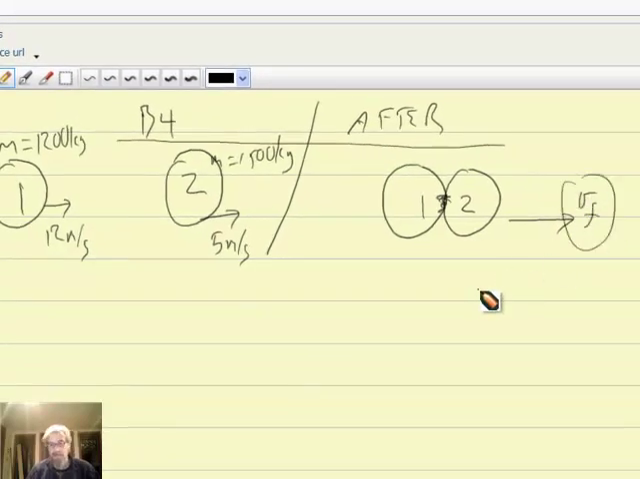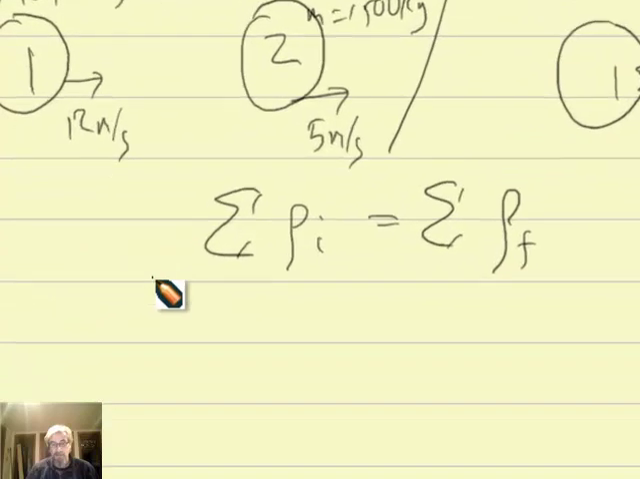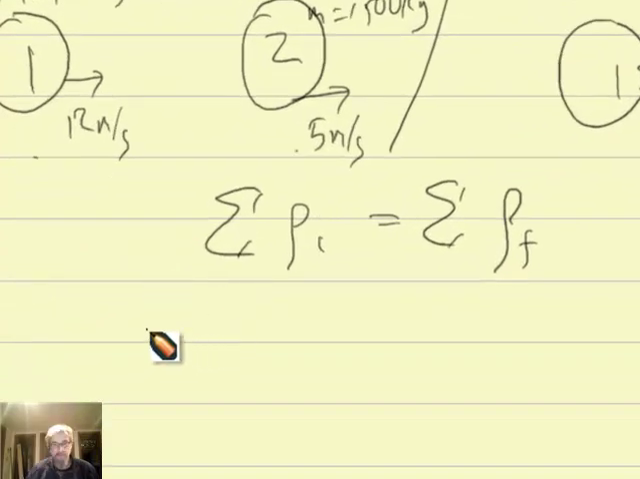Well, the law of conservation of momentum tells me that the sum of the initial momenta is equal to the sum of the final momenta. And momenta are just m times v. So initially, we have two momenta to sum together. For the first car, we're going to have m1 times v1. For the second car, we're going to have m2 times v2.